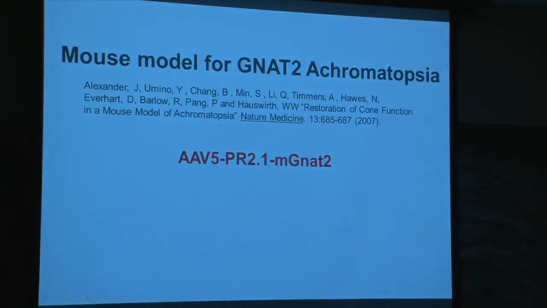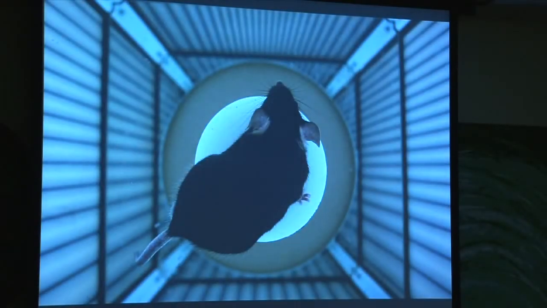Okay, the first model that we studied was this GNAT2 model, a relatively rare form of achromatopsia, and the vector is serotype 5, PR2.1, using the mouse GNAT2 cDNA, and that was published in 2007. So what I'm going to do is give you only a behavioral outcome for each of these animal models, not the ERGs, not the structure. Just have to assume it's there, or the referees wouldn't have accepted our publications.